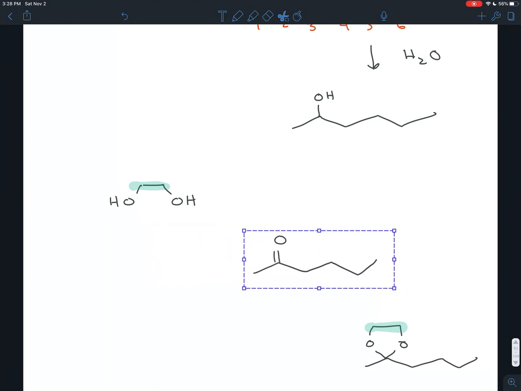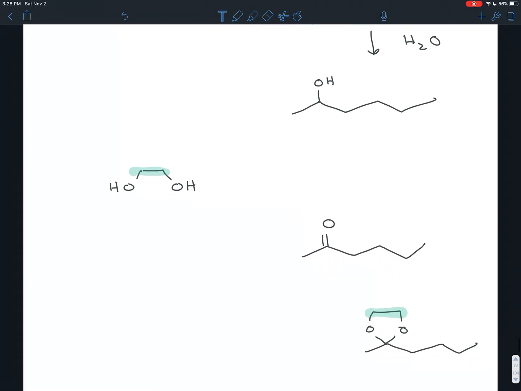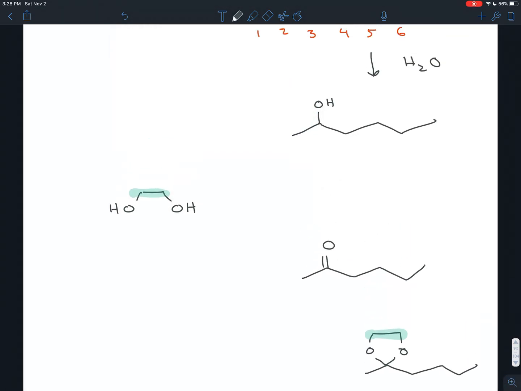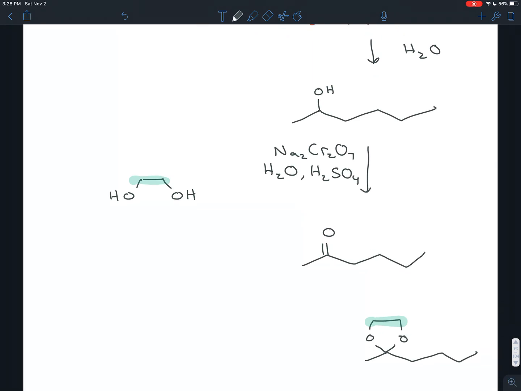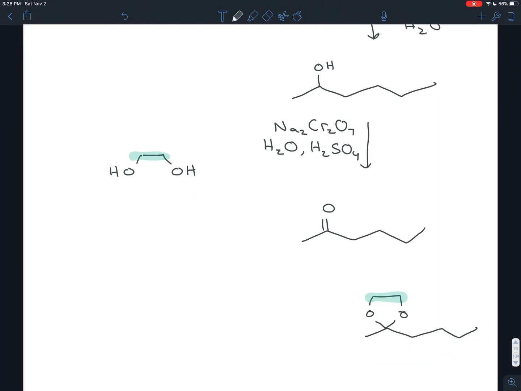In order to get this ketone from the alcohol we have, all you have to do is an oxidation. This has 1 bond to an oxygen, this has 2, so it's an oxidation. The carbon with the alcohol on it is bonded to 2 other carbons, so it's secondary. That means you can use a strong oxidizing agent like sodium dichromate in water and sulfuric acid. That'll turn the secondary alcohol into a ketone.